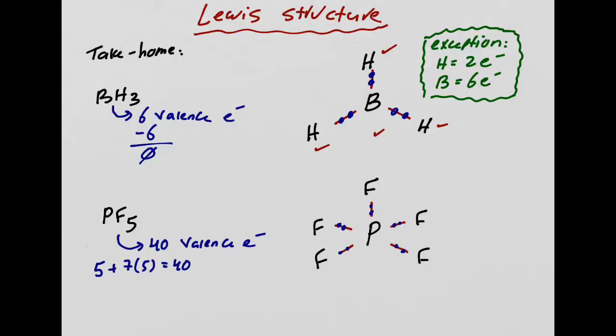1, 2, 3, 4, 5, 6, 7, 8, 9, 10. So I have already put down 10. I have 30 electrons left. I have to make sure my surrounding atoms are happy. Is fluorine happy? No, it has 2.